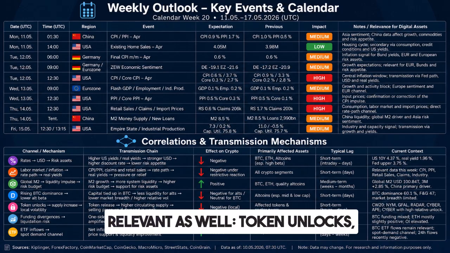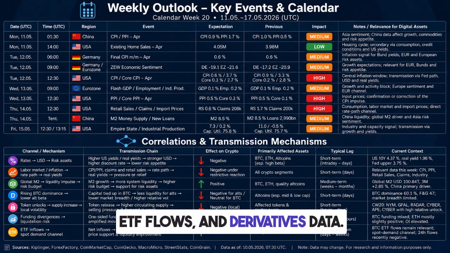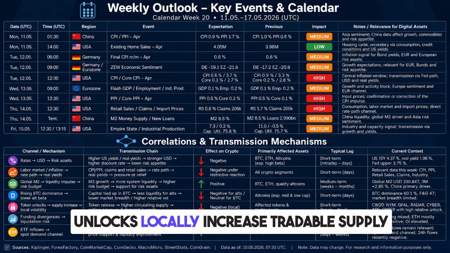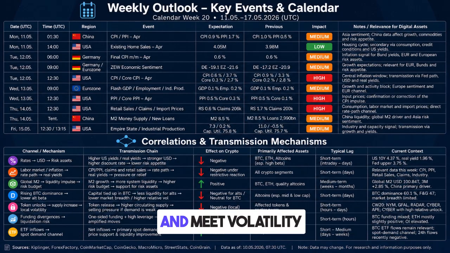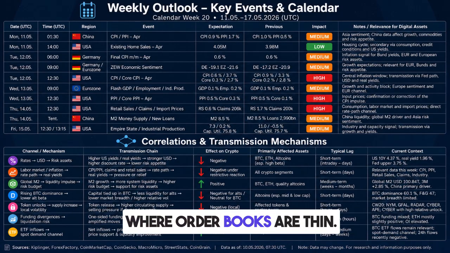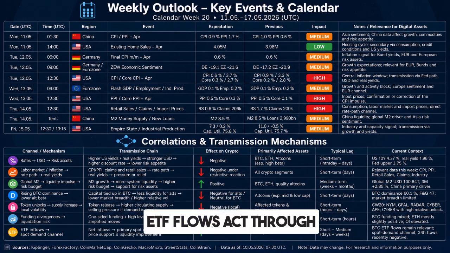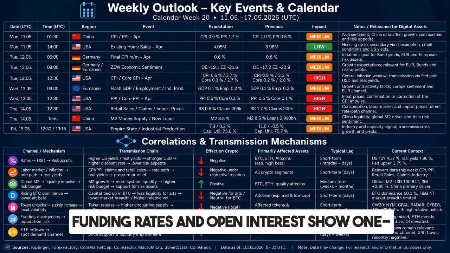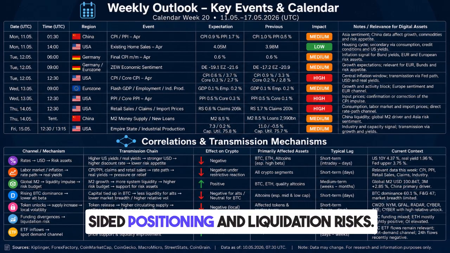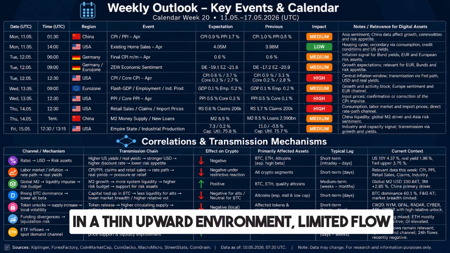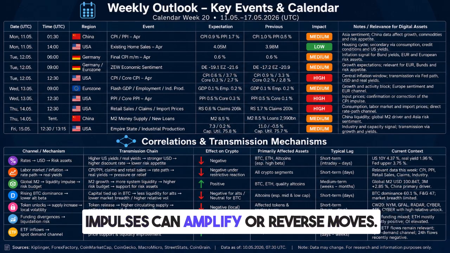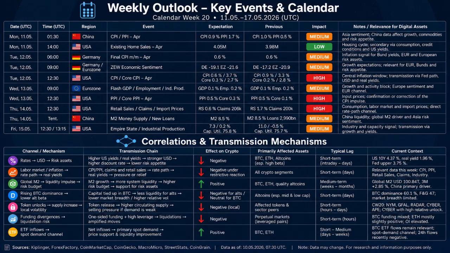Token unlocks, ETF flows, and derivatives data. Unlocks locally increase tradable supply and meet volatility where order books are thin. ETF flows act through the spot demand channel. Funding rates and open interest show one-sided positioning and liquidation risks. In a thin upward environment, limited flow impulses can amplify or reverse moves.